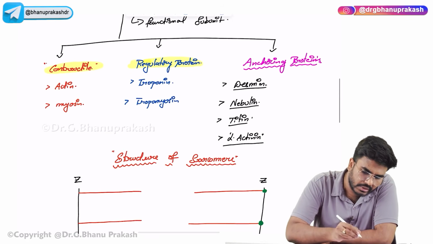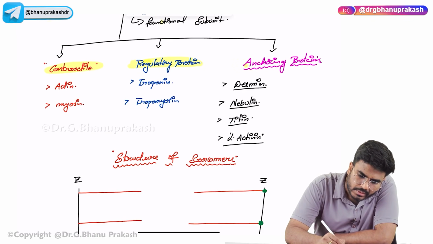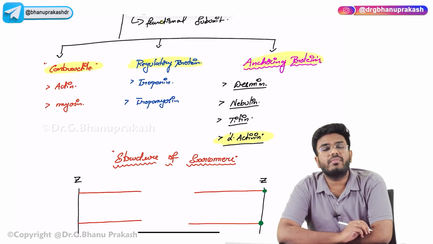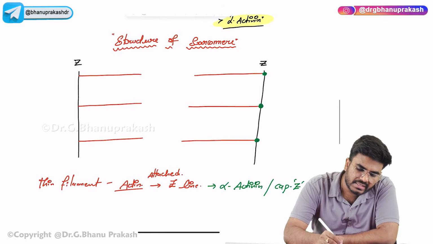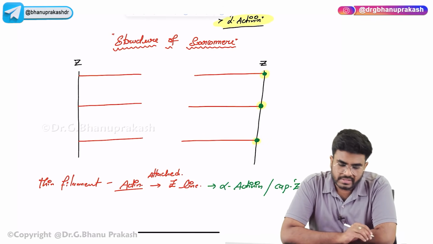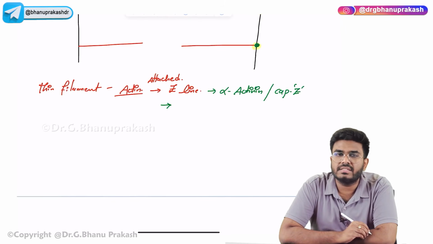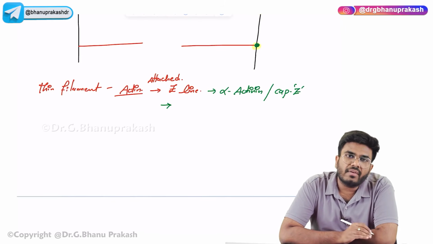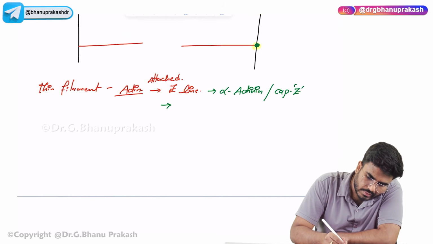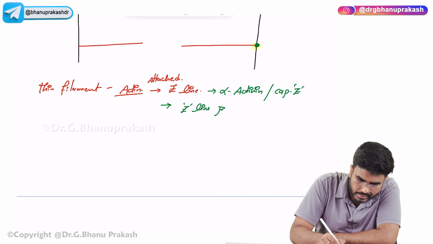So here I have explained the anchoring proteins. In the topic of anchoring proteins, I explained there is something called alpha actinin. So what is alpha actinin doing? Alpha actinin attaches the actin with the Z lines. So you should always remember, in one of the exams this question has been asked: Z lines are made up of, or alpha actinin is a Z line protein. It's a Z line protein.